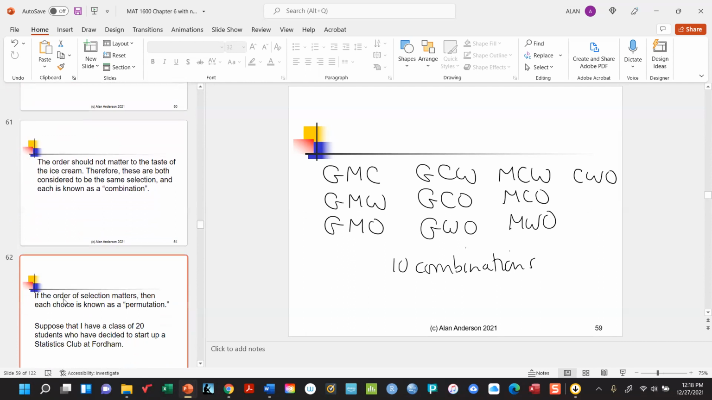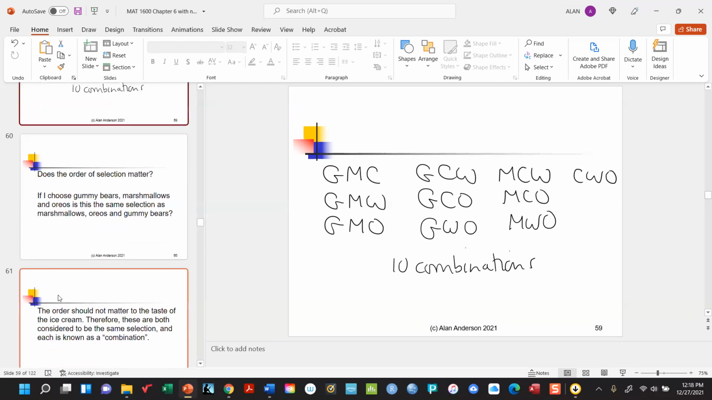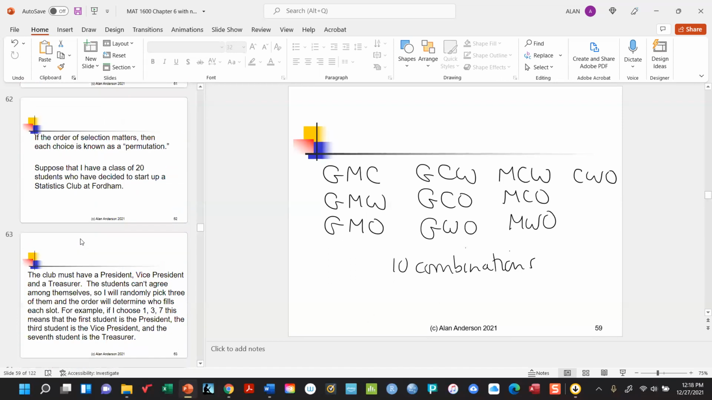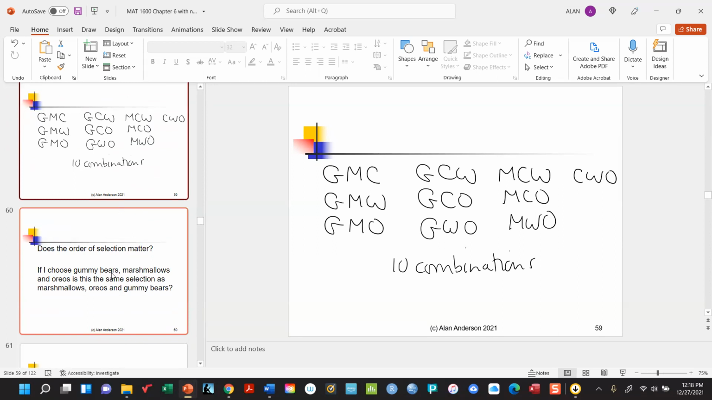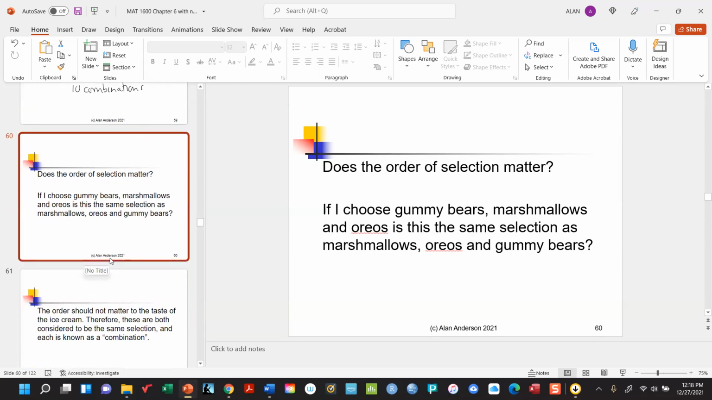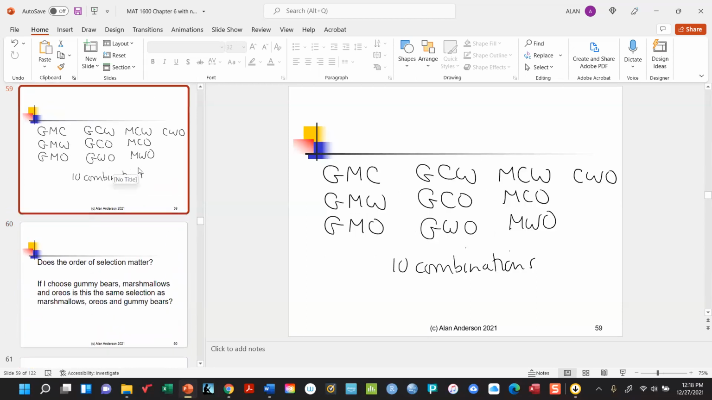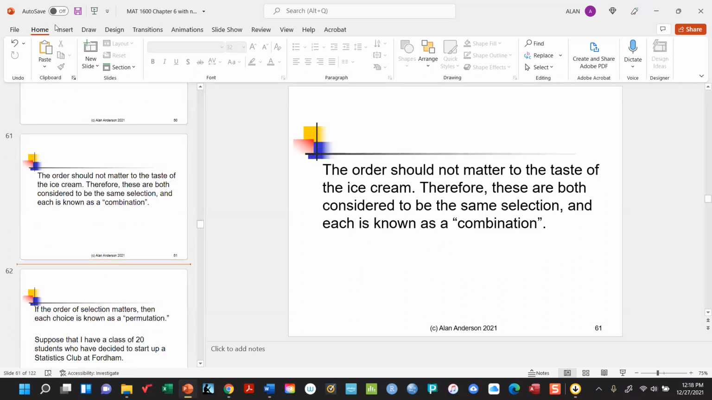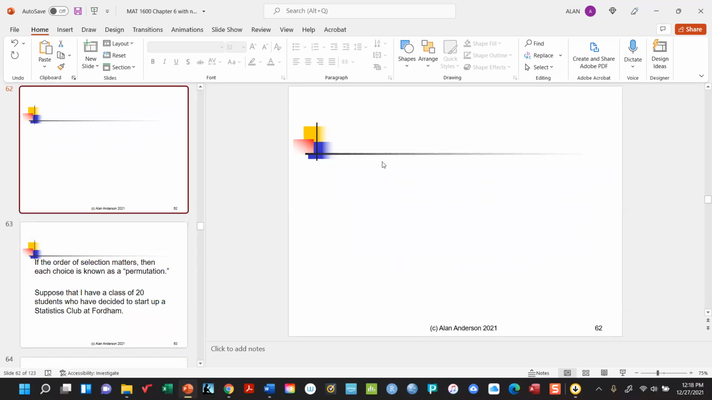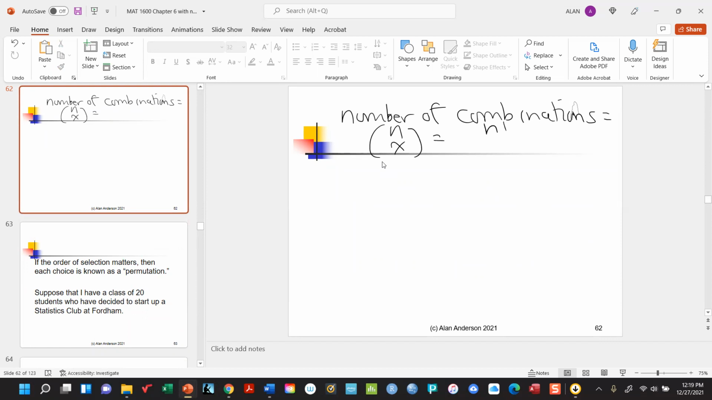So the way this would work, let me write this down. And we also discussed here that the order doesn't matter, because if you notice GMC, I don't need to separately list MCG because they're the same combination. Okay. So anyway, let's throw this into the formula. So the formula for combinations is this shorthand notation, but you saw that it's written as this.